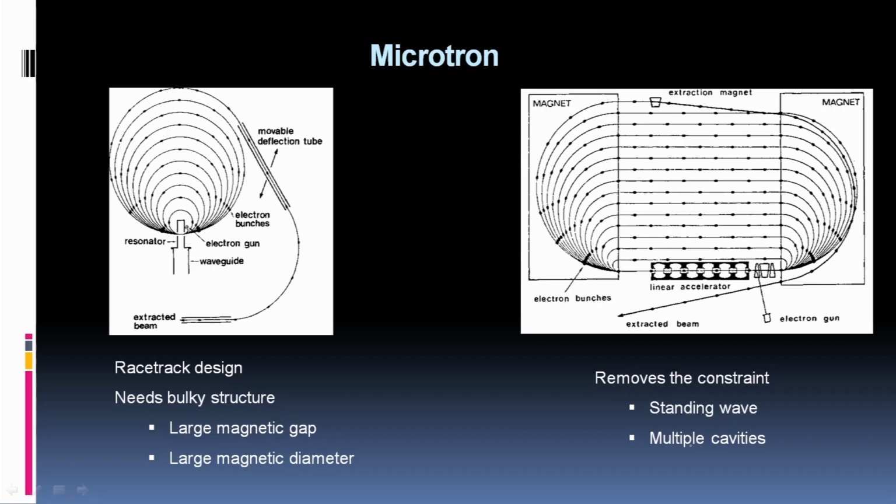Now, there are two types of design available for a microtron facility, or microtron installation. The first one is the racetrack design, where a single microwave cavity or waveguide is used, and this needs a very bulky structure. This is the limitation of the racetrack design: the bulky structure to accommodate the large magnetic gap and large magnetic diameter, so we need a bulky dimension or structure of the units.